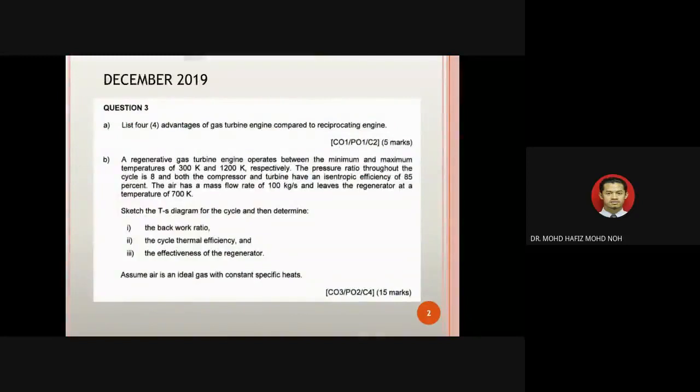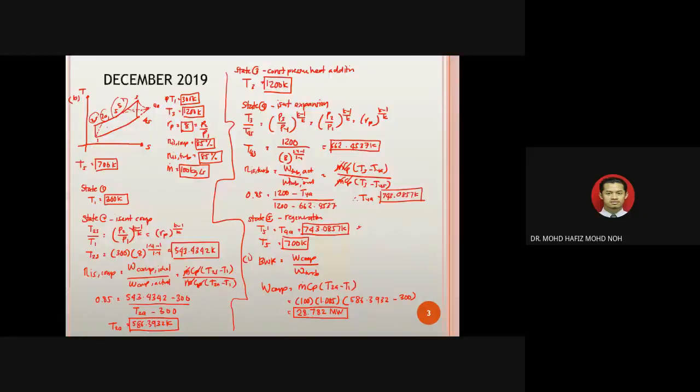Since they give you the value of the mass flow rate, please use the mass flow rate. And make sure you understand the information given. As you can see here, the minimum and maximum: the minimum will be T1 and the maximum will be T3. If you are confused about the T minimum and T maximum, please draw the TS diagram. From the TS diagram, you will know which one is minimum and which one is maximum, so automatically you know that it is T3 and T1.